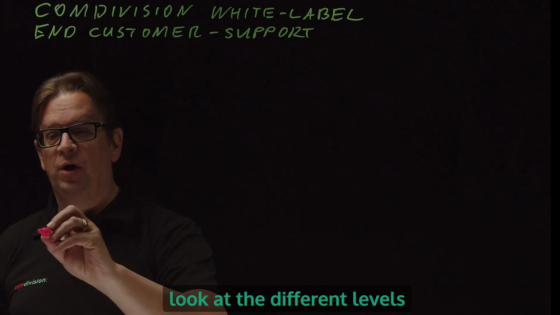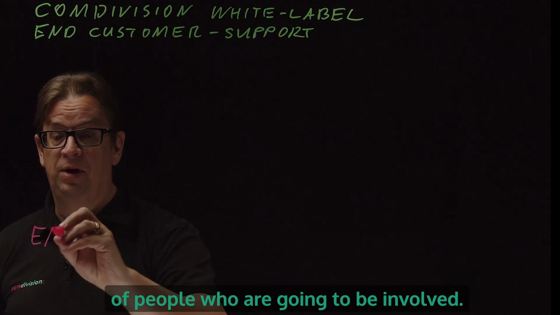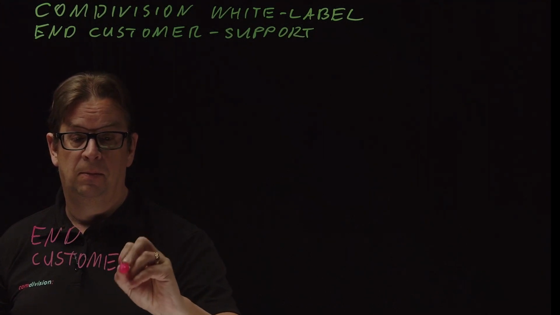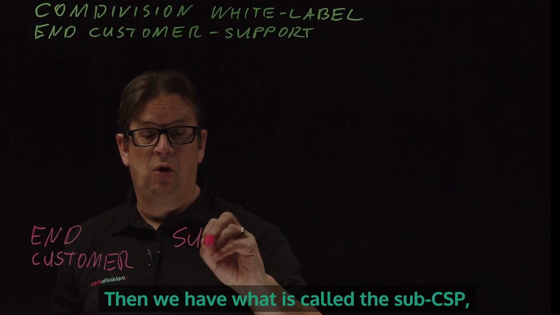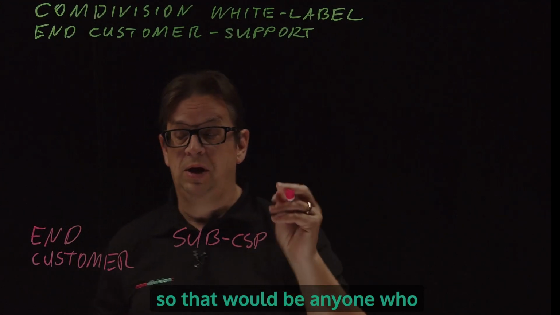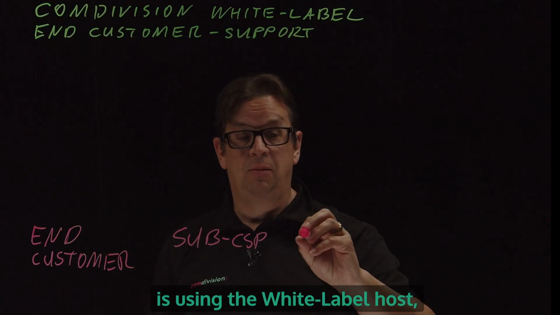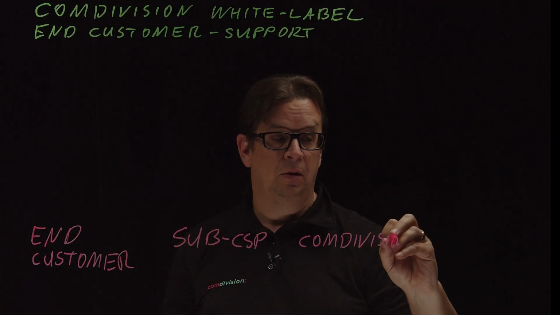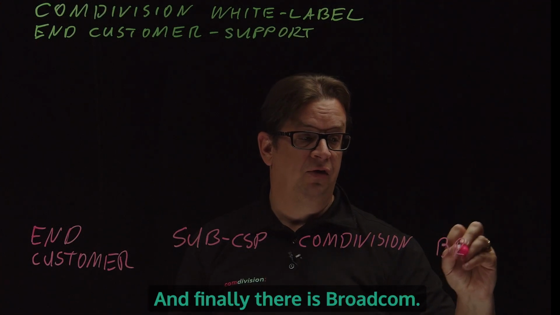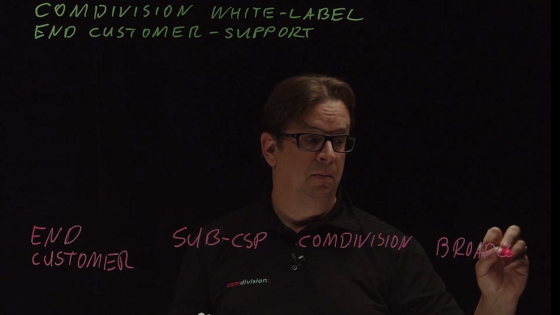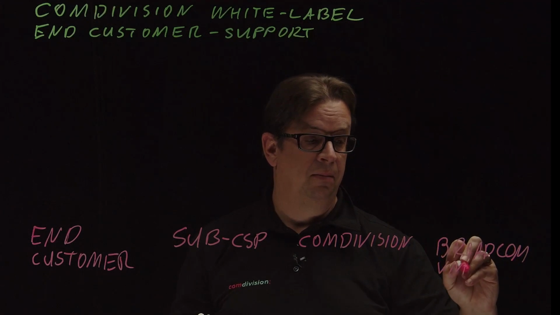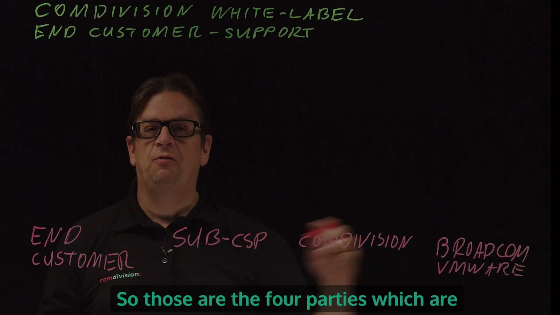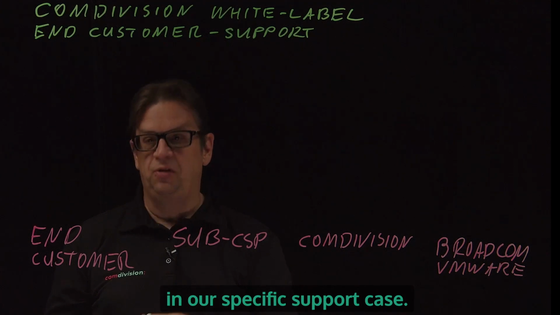Let's first and foremost look at the different levels of people who are going to be involved. So on one end there is the end customer. Then we have what is called the sub-CSP, so that would be anyone who is using the white label host. Then in our case there would be ComDivision. And finally there is Broadcom / VMware going to be involved in the support ticket. So those are the four parties which are going to be involved in our specific support case.